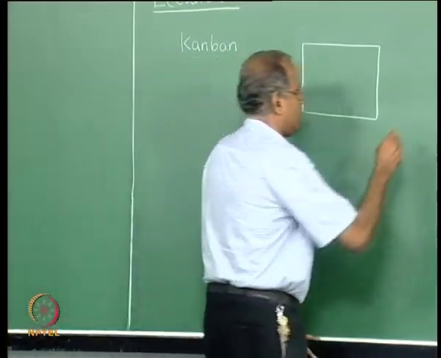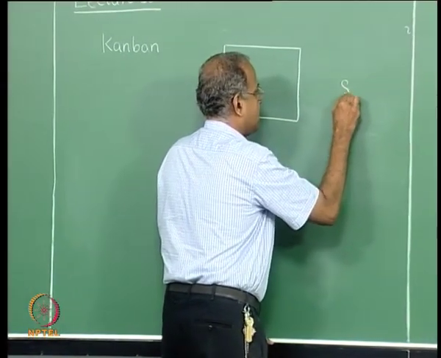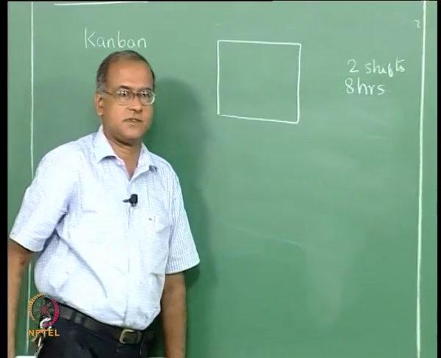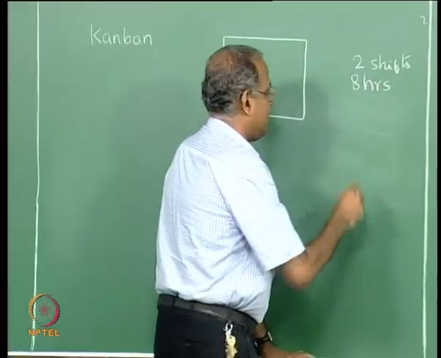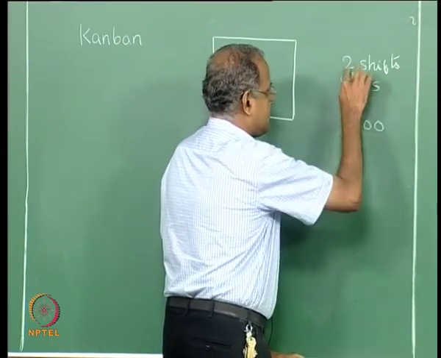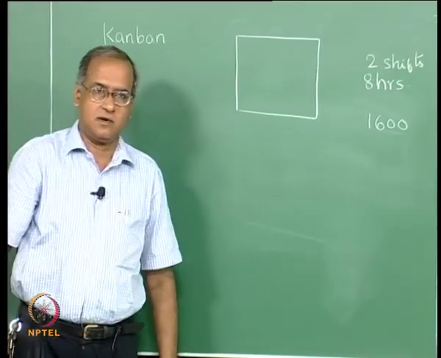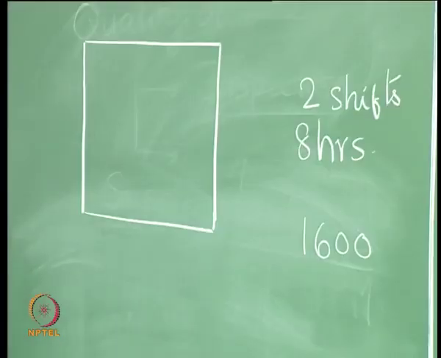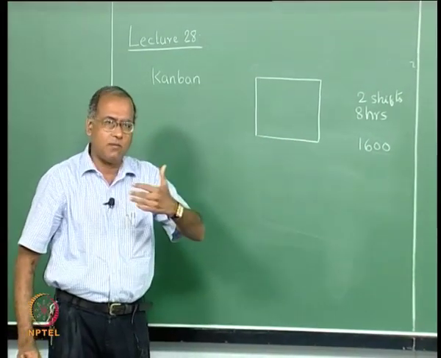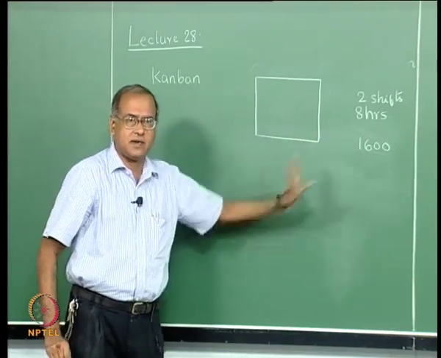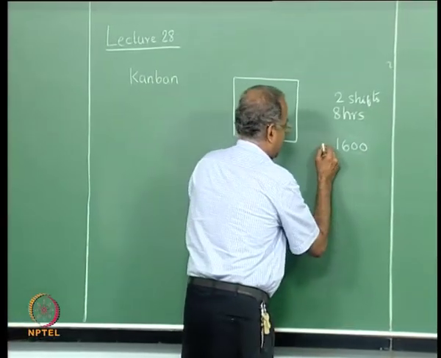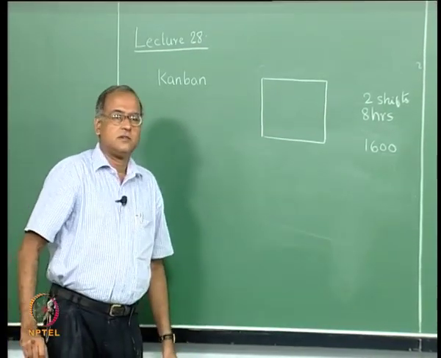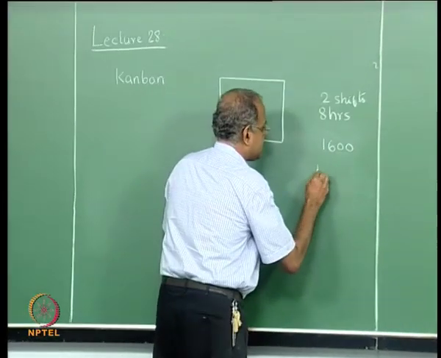Now, let us say that we are looking at 2 shifts of 8 hours, and let us say that the demand is 1600. We have 16 hours and let us say the demand is 1600 for the day. Let us keep 1 day as a basic time frame. We can increase the time frame to 1 week or 1 month, we could do anything, but let us keep 1 day as a basic time frame. Now, we will assume that the demand is 1600 per day and there are 16 hours in a day. Now, let us assume that we can produce 100 pieces per hour.